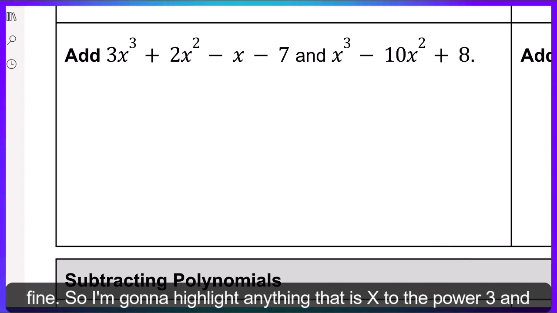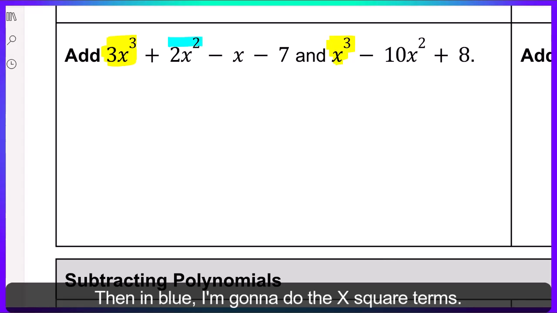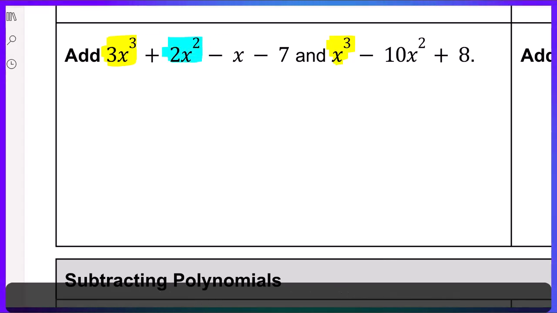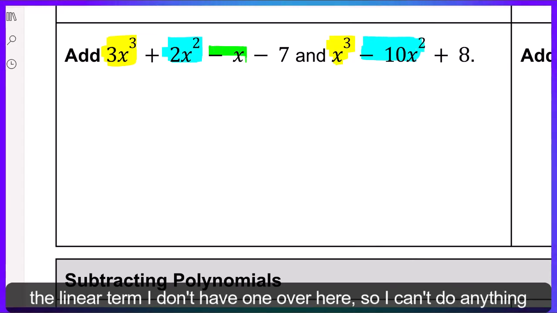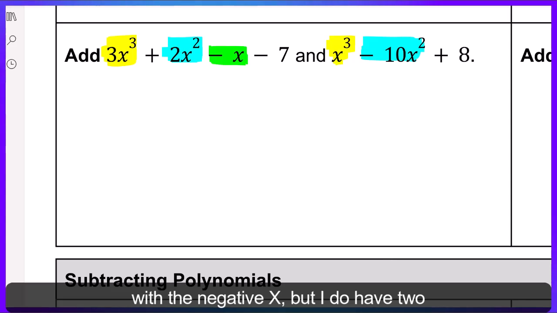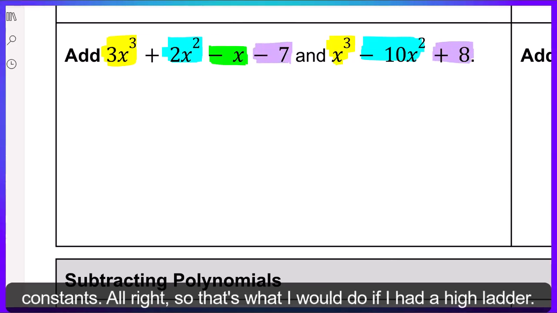It's fine. So I'm going to highlight anything that is x to the power of 3 in yellow. And then in blue, I'm going to do the x squared terms. You see how I'm including the negative in front? And then the linear term, I don't have one over here, so I can't do anything with the negative x, but I do have two constants. All right, so that's what I would do if I had a highlighter.